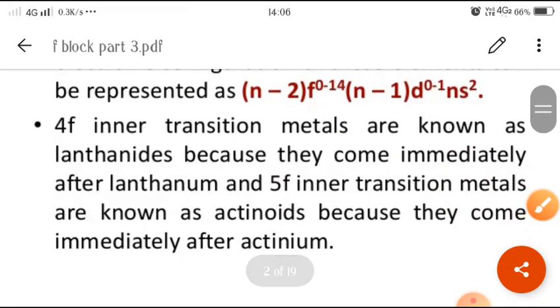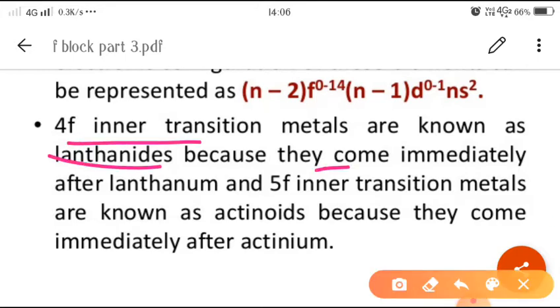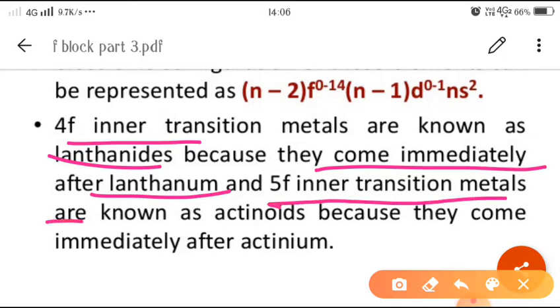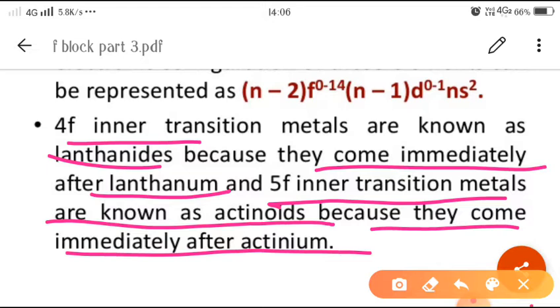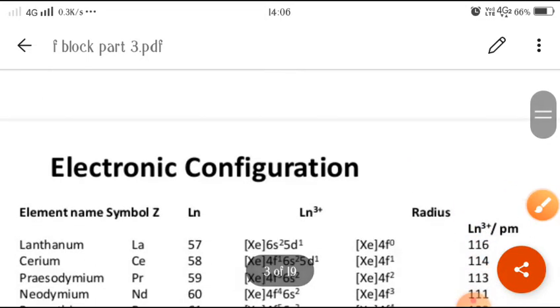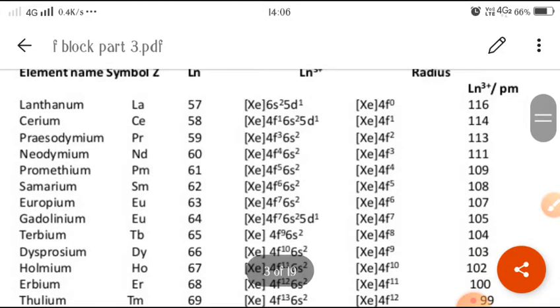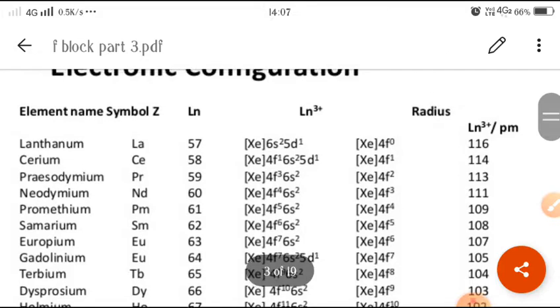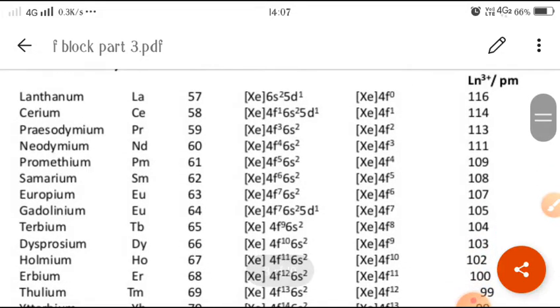The 4f inner transition metals are known as lanthanides because they come immediately after lanthanum. And the 5f inner transition elements are called actinoids because they come after actinium. So we have two rows at the bottom of the periodic table. The two rows are lanthanides and actinoids. These are F block elements. The general electronic configuration of lanthanides, the ionic state and its configuration, and atomic radii are given over here.